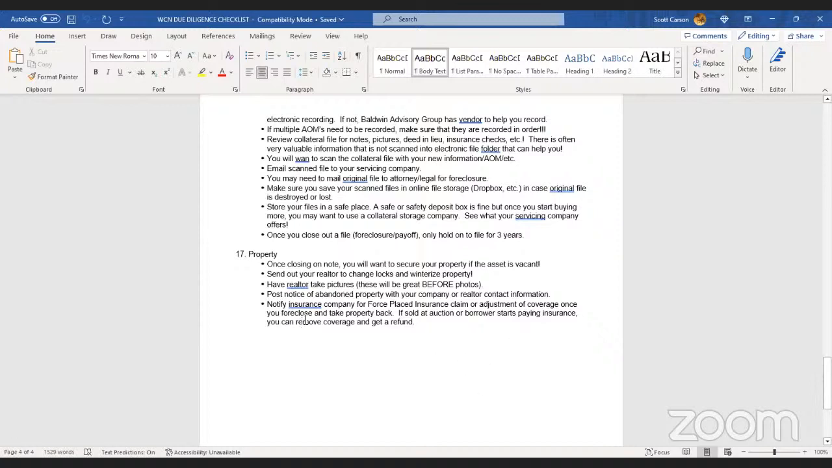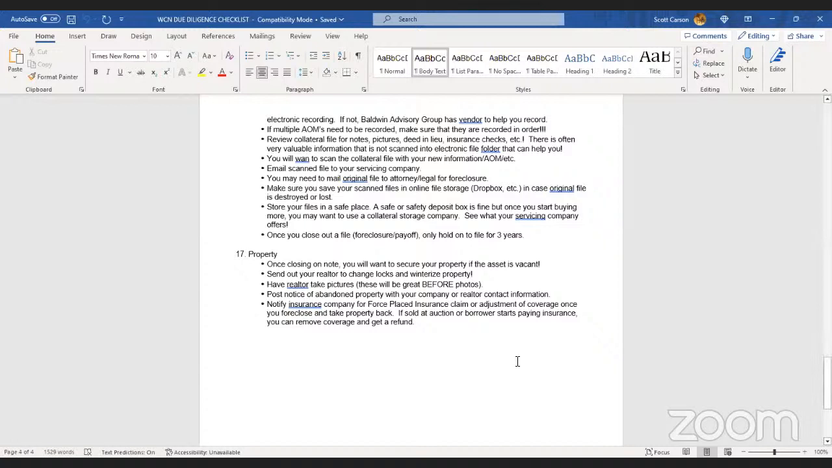I will sometimes post a notice of abandoned property with your company or realtor contact information if they're not responding. This is a trick that we've done in the past: posting a big yellow sticker on the front door saying, "Hey, we believe this property is abandoned. Contact me." That'll often get the borrowers calling in, in a kind of sneaky way. And if it's a vacant property, notify your insurance company immediately, because that may change your insurance coverage.